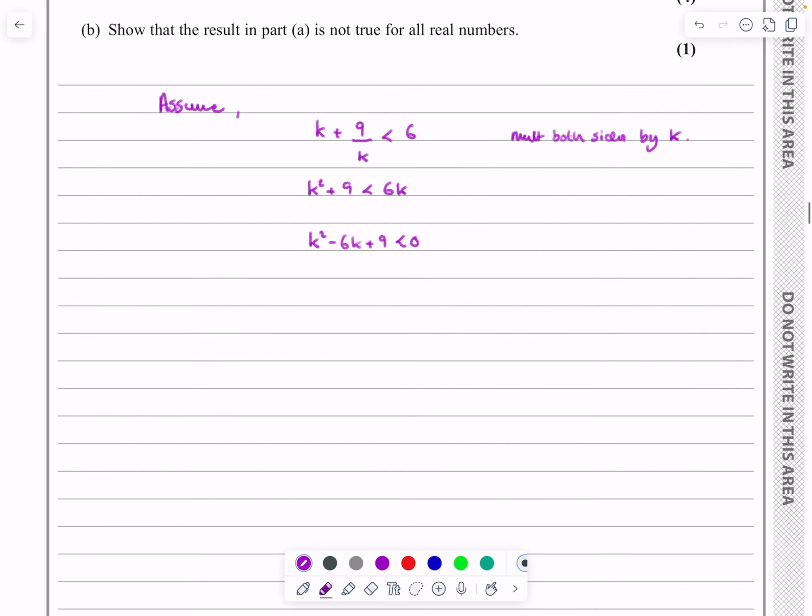Excuse me, and then this is where your experience of these questions kicks in. That's not easy to see, but this is the only thing that I can do with this part here. I'm going to factorize this, and I'm looking for it to be, which I've got here, a perfect square. k minus 3 all squared being less than 0. Because once I see that that's a perfect square, that's impossible. k minus 3 squared, if it's a perfect square, can't be less than 0. So this is untrue.